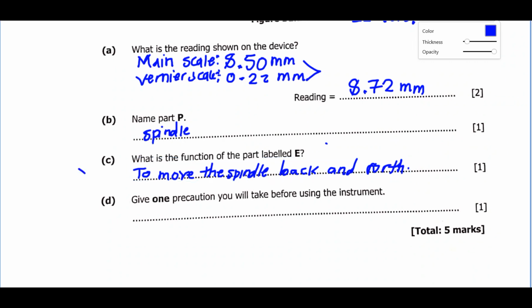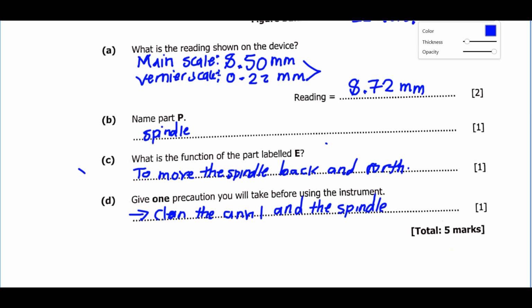Then we move on to question D. So give one precaution you will take before using the instrument. So we can say clean the anvil and the spindle. So the reason why we are trying to clean it is so that we remove any dust particles, because this instrument can measure anything, no matter how small that thing is.